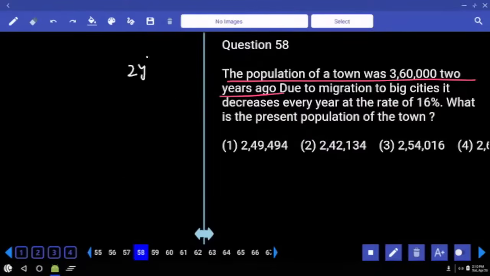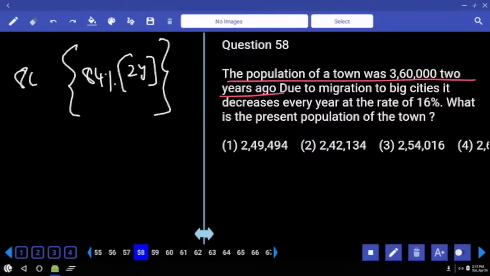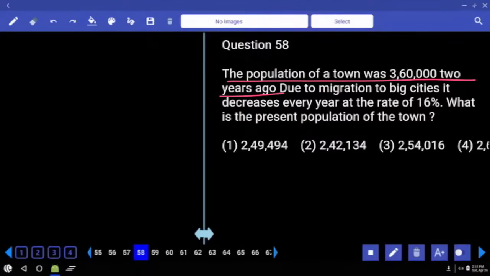So the 2 years back value I'll write here. As it is decreasing by 16%, it becomes 84%. This was the 2 years back value. Again it decreases by 16%. Again it becomes 84%. Correct? If you know this structure, you are actually done with the answer.